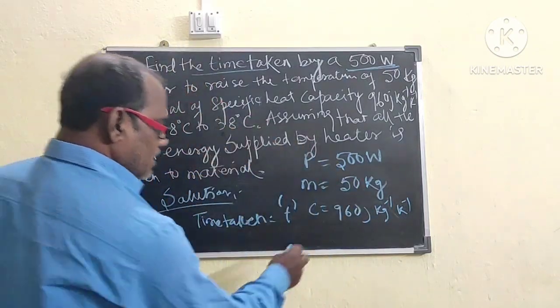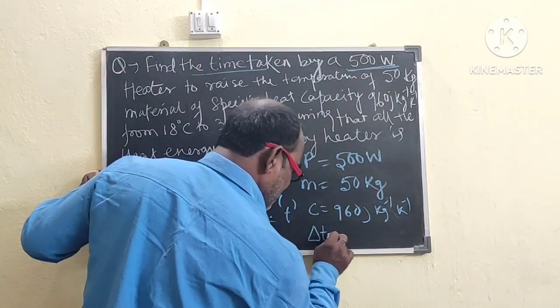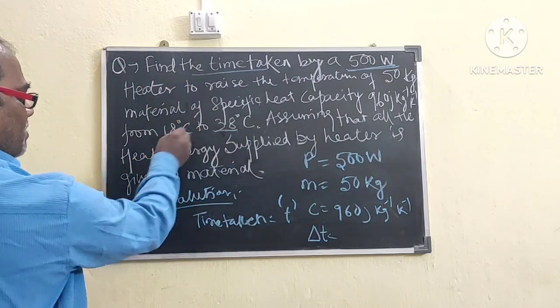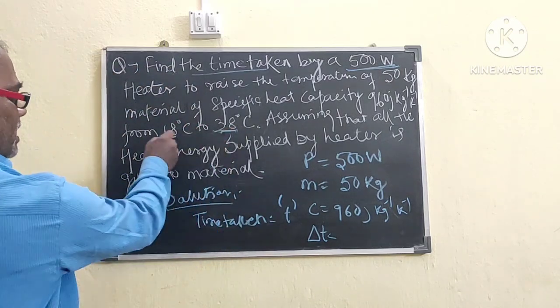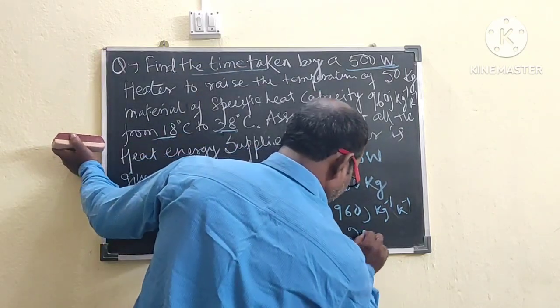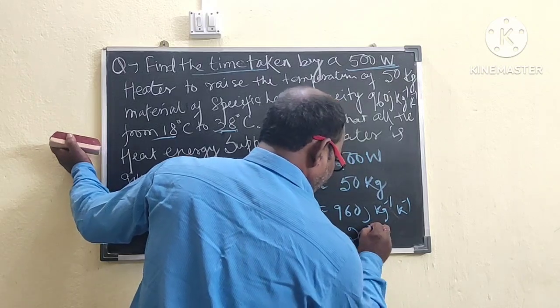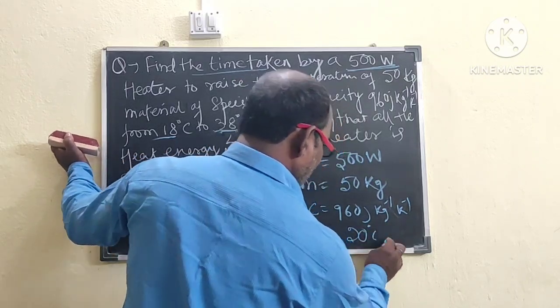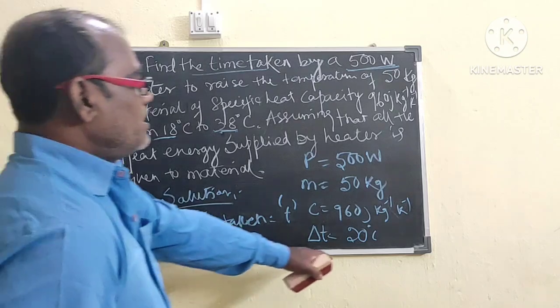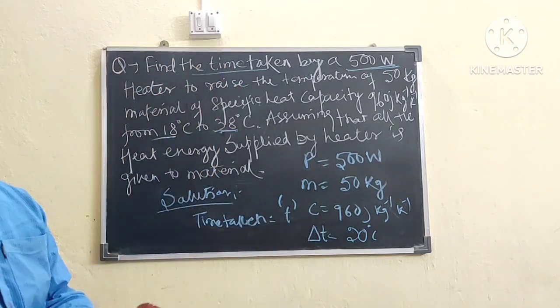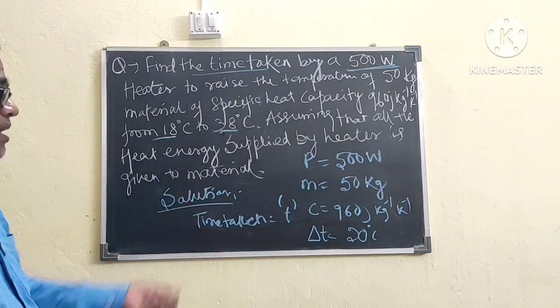Then finally you can write that del T, that means change in temperature, is 38 minus 18, which is 20 degrees. That is, change in temperature is 20 degrees Celsius. Now let us calculate the rest of the problem.